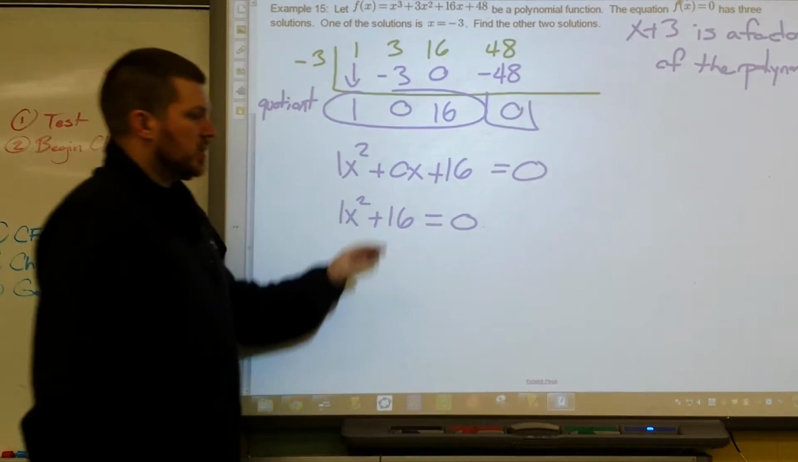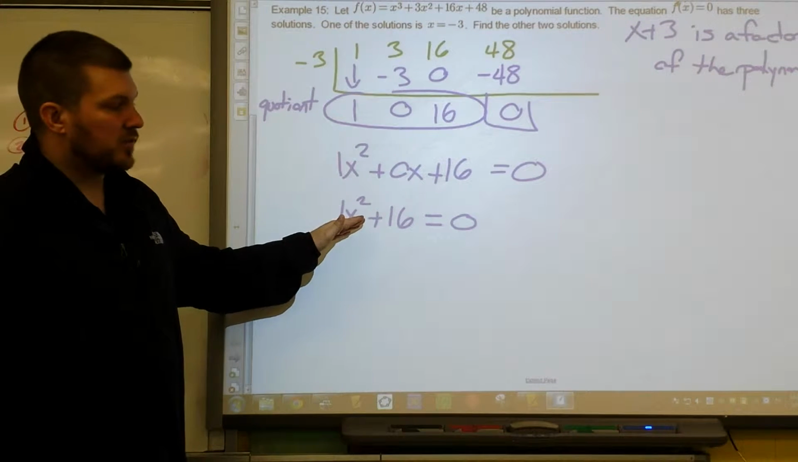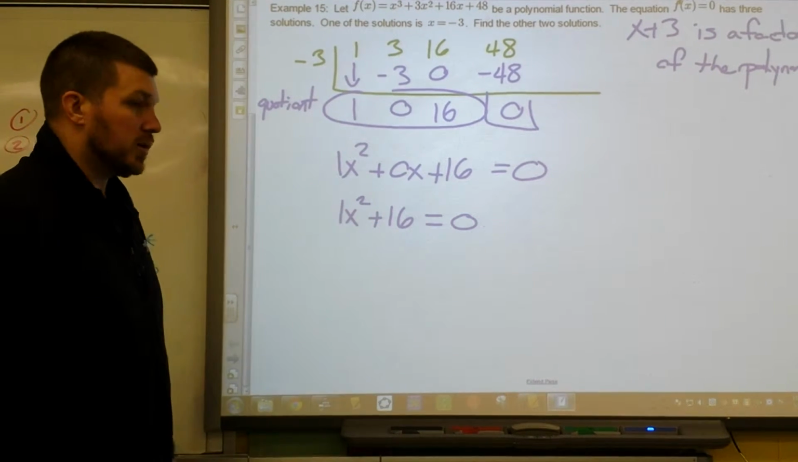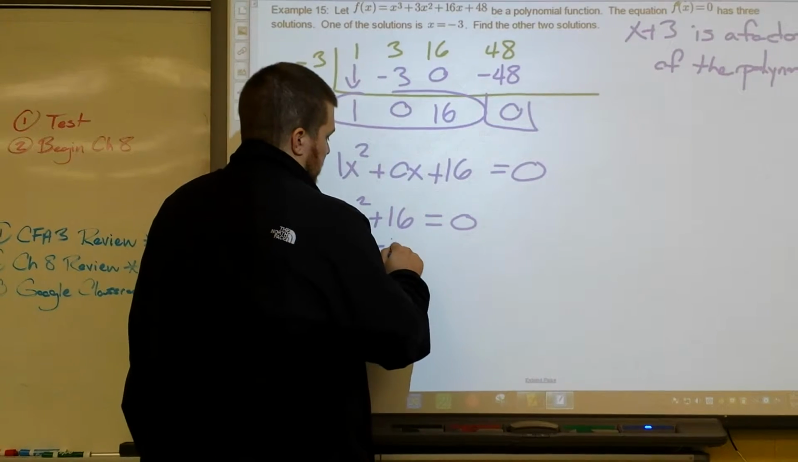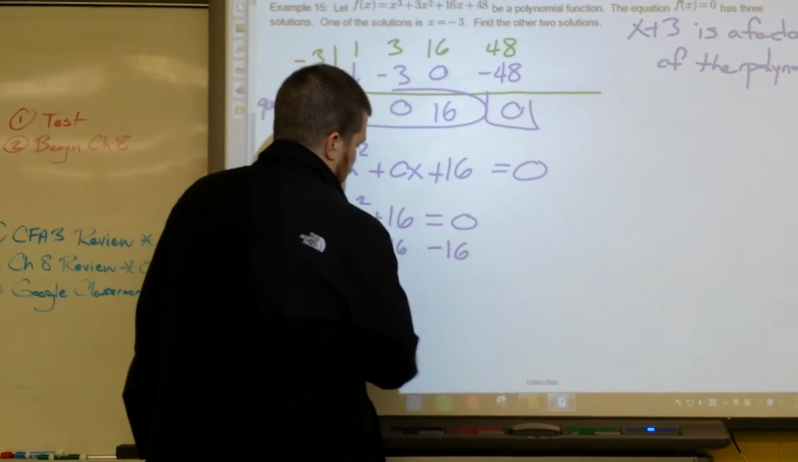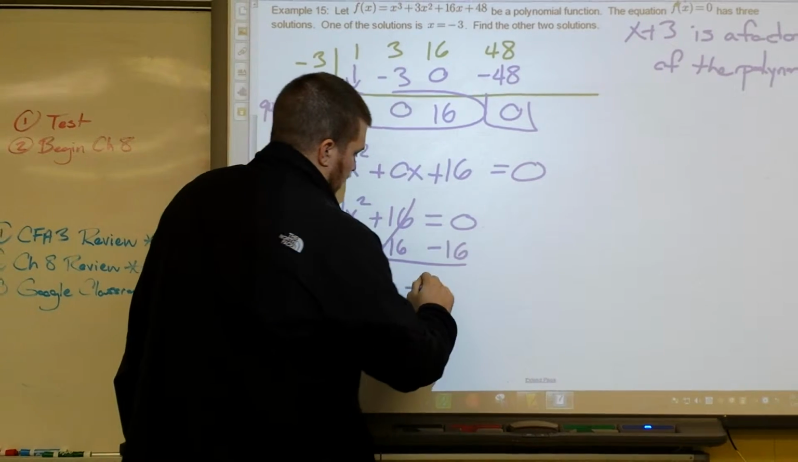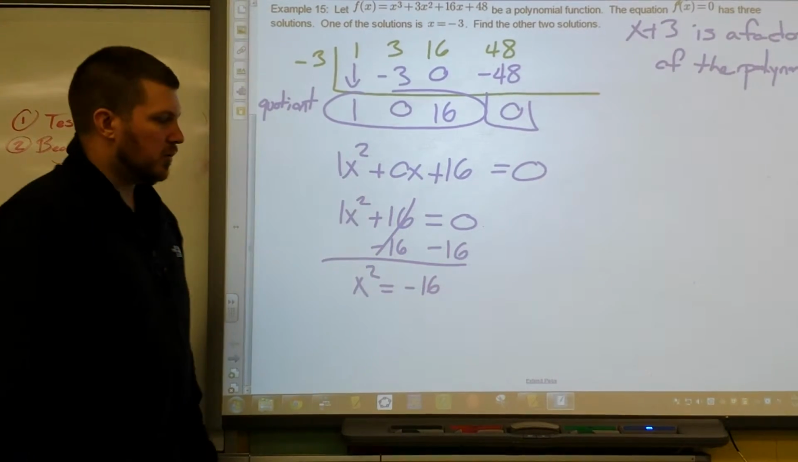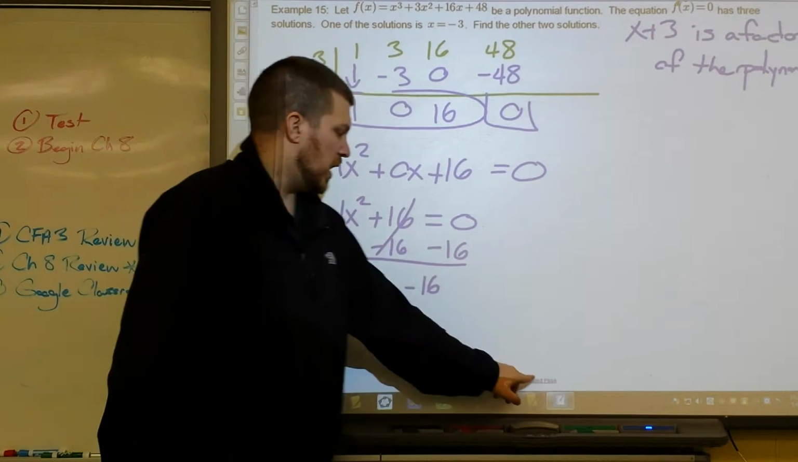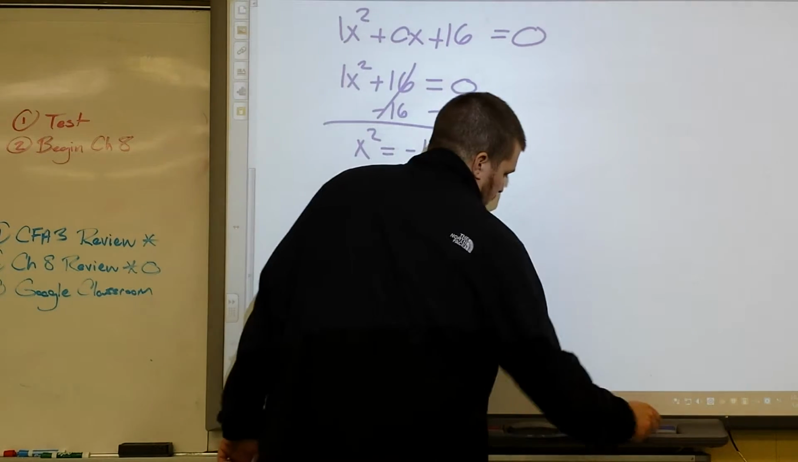Now I could graph this and try to solve it. However, since it's easy enough, I'm going to go ahead and just solve by hand. So minus 16 on each side. Cancel out, so I have x squared equals negative 16, but I don't want x squared, I want to know what x is. So I need to take the square root on each side.